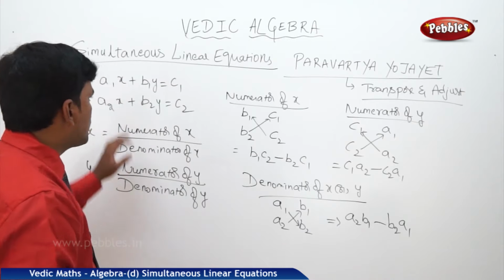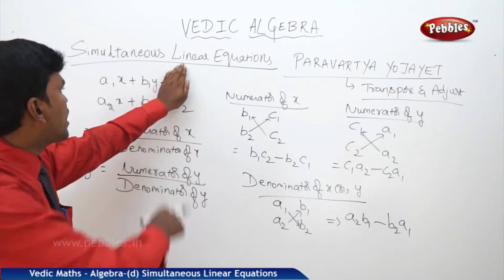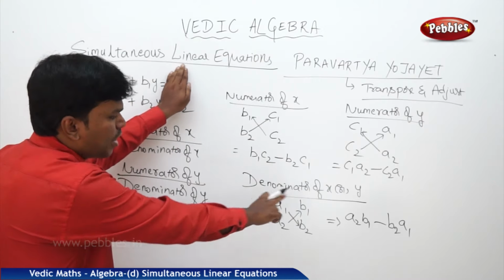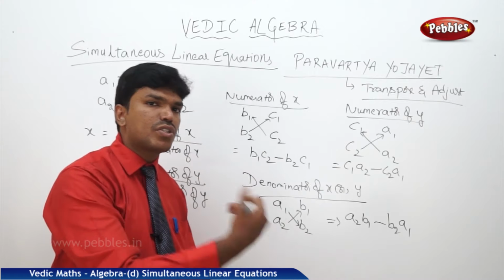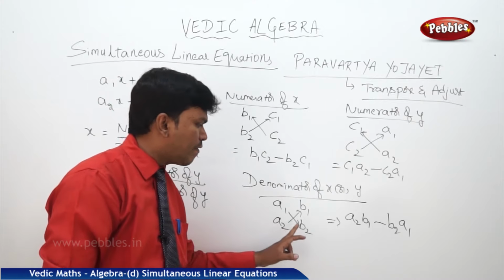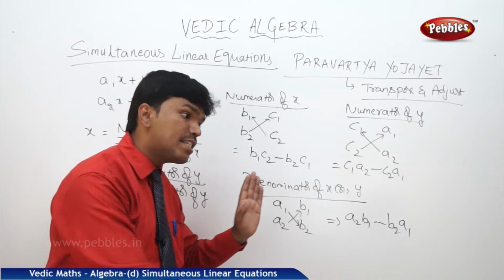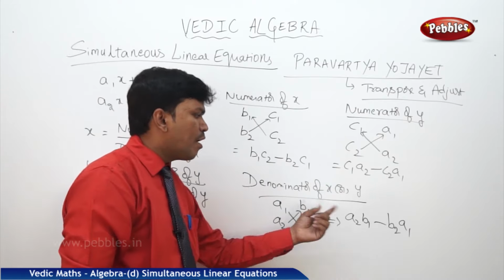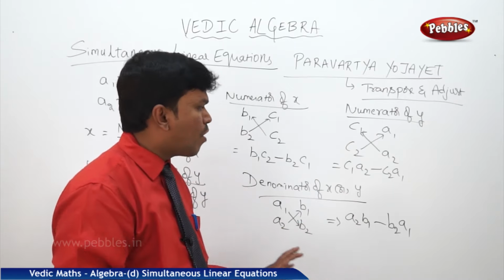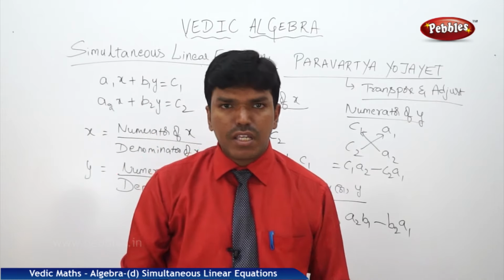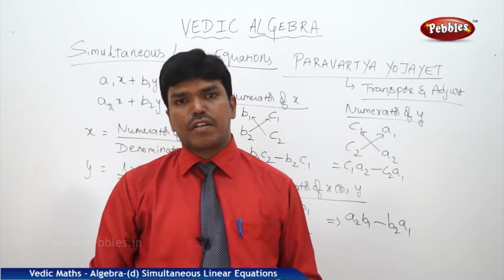So just ignore the constant terms this time to get the denominator of x or y. Take a1 b1 a2 b2. We take the difference in a reverse order after cross multiplication. It's not a1 b2 minus a2 b1; it is reverse, a2 b1 minus a1 b2. Now you understood how to get the answers. Now we will see some examples so that it will be very clear how to solve simultaneous equations.